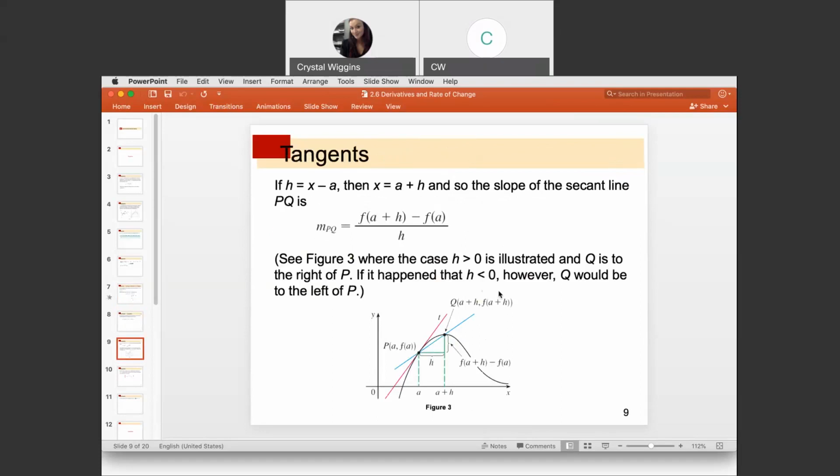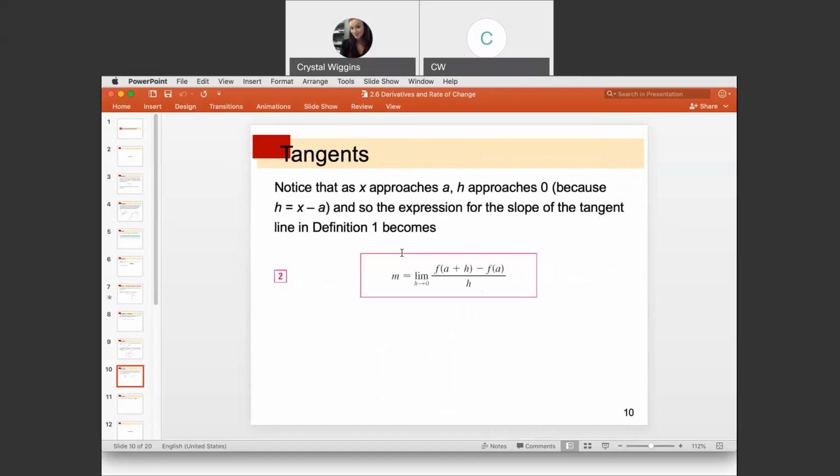The slope of the secant line, remember a secant line is an average velocity, not an instantaneous one like the tangent line, can be found at the y value h steps away from a, minus the y value at exactly a, all over the distance between the x's, which happens to be the step, which is h. Notice that as x approaches a and h approaches 0, the expression of the slope of the tangent line becomes a more complicated version: the limit as h approaches 0 of f of a plus h minus f of a all over h. This is the definition of a derivative, because a derivative is simply the slope of the tangent line.